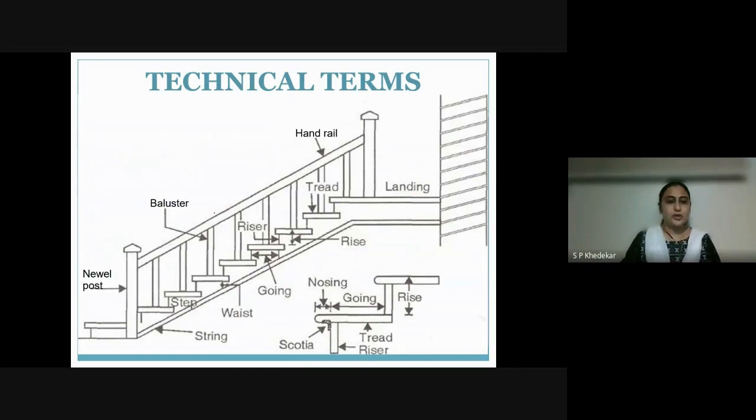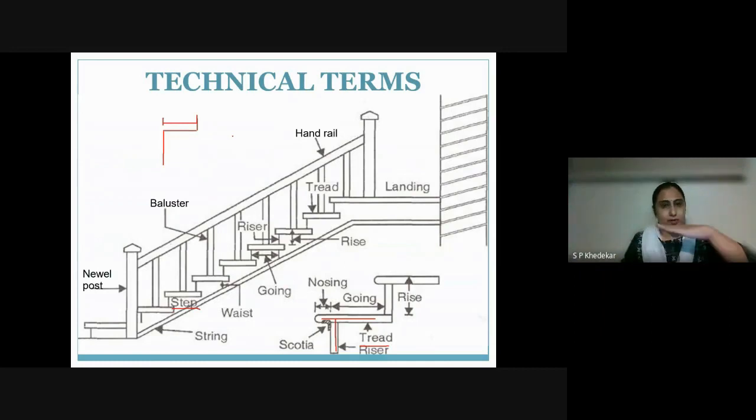As I have already told you, when we first talk about step, as we can see over here, this is the vertical element and this is the horizontal element. So when we comprise together one vertical element and one horizontal element, that is called a step. Then the next element is called a tread. Tread is nothing but this horizontal part of the step on which we place our foot. This is called a tread.